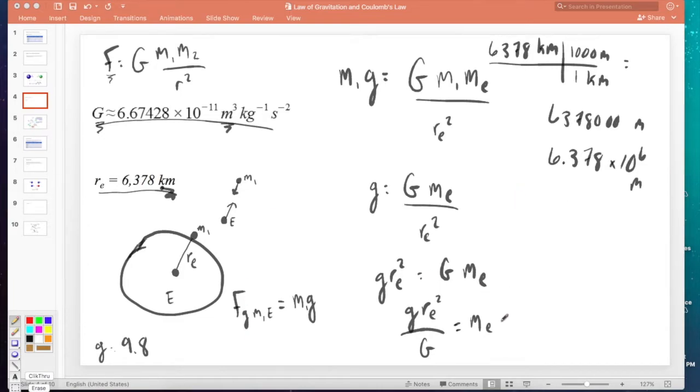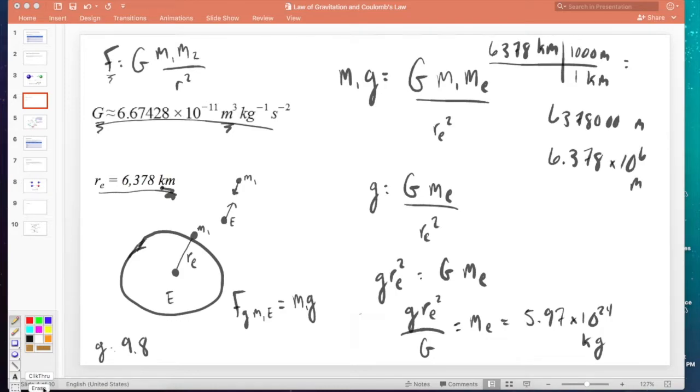So when I do that, I actually get the mass of the Earth equals 5.97 times 10 to the 24, holy cow, this is a huge number, kilograms. And that is indeed the accepted value for the mass of the Earth. So we've just shown that we can find the mass of the Earth.